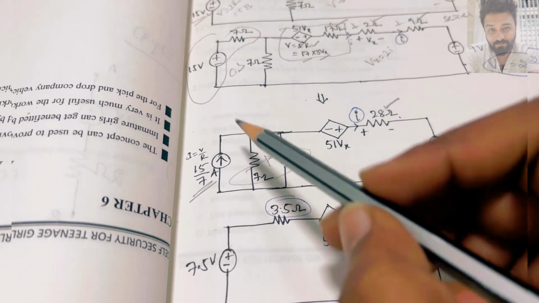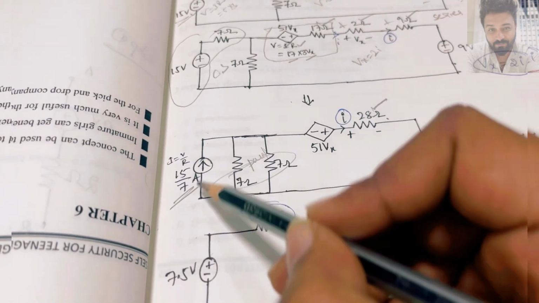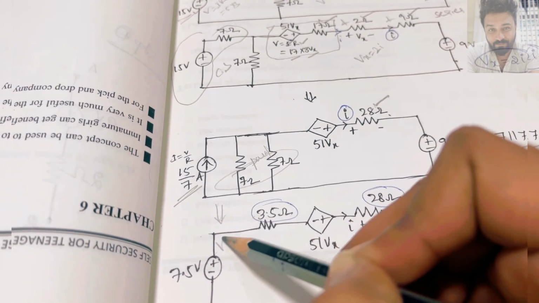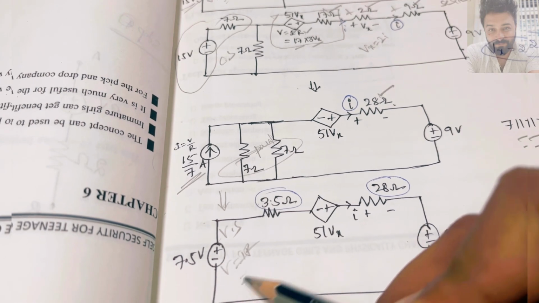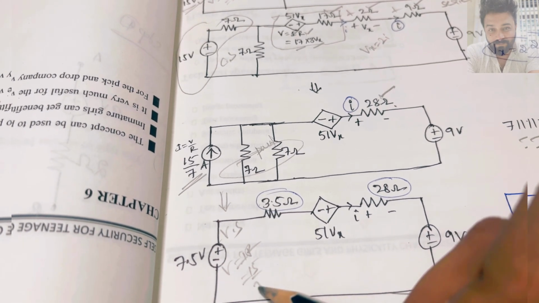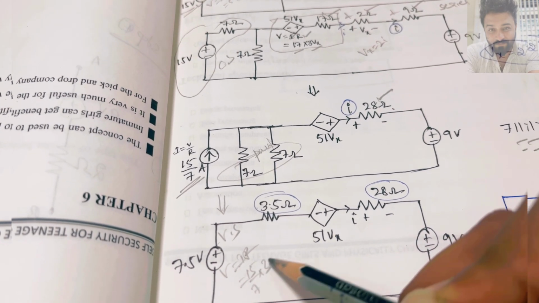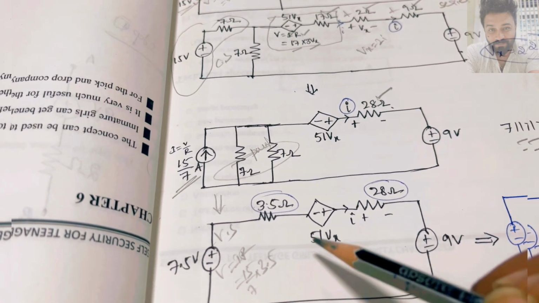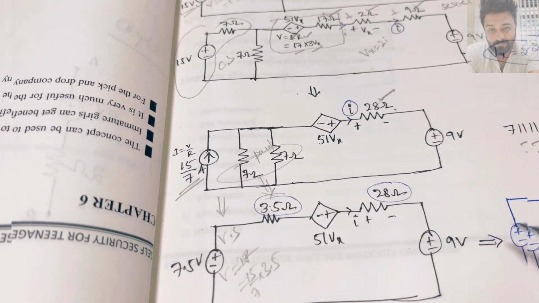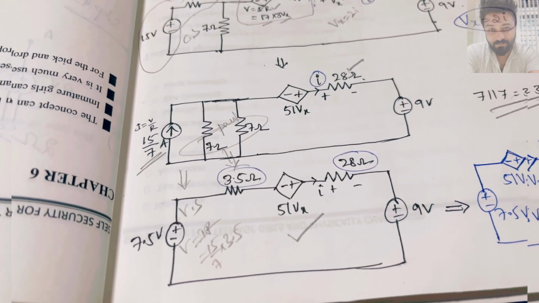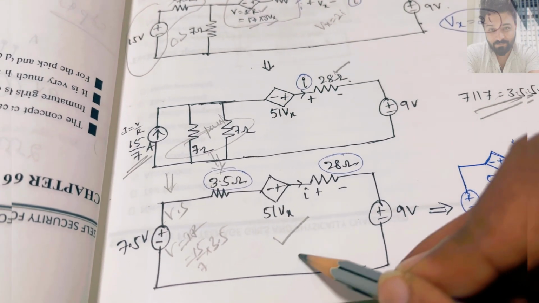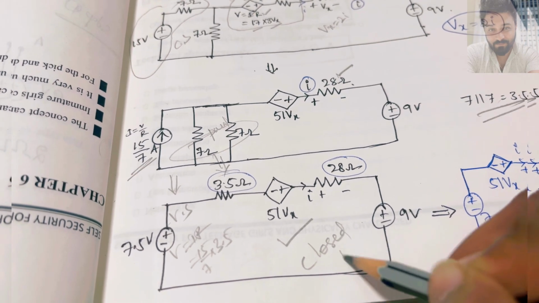Once after reducing the 7 ohm resistors, you convert that current source into a voltage source. You get V equals I into R, where I is 15 by 7 and R is 3.5 ohm. You get 7.5 volts in series with the 3.5 ohm resistor. So now we can see 3.5 ohm and 28 ohm are in series, and it is a closed loop.